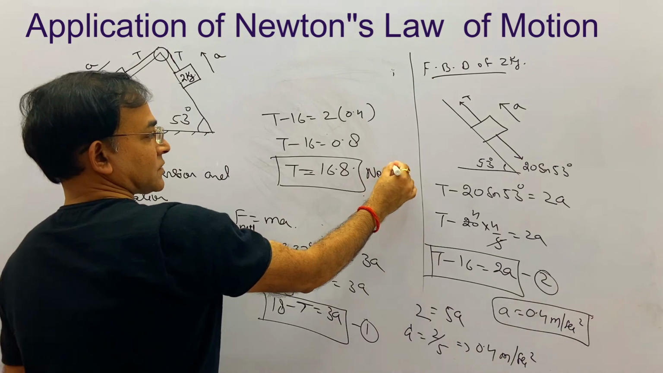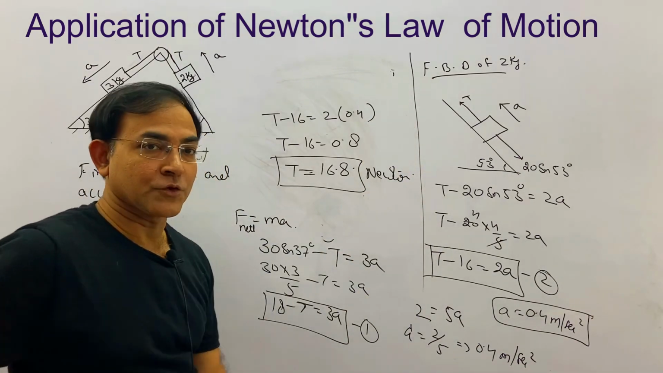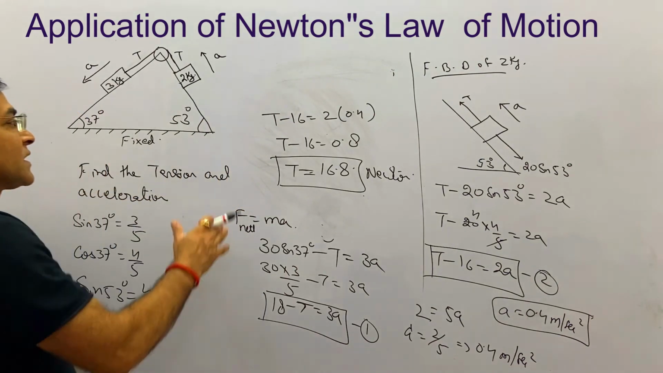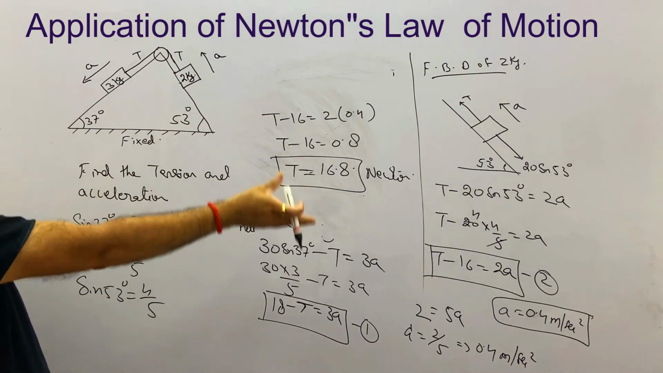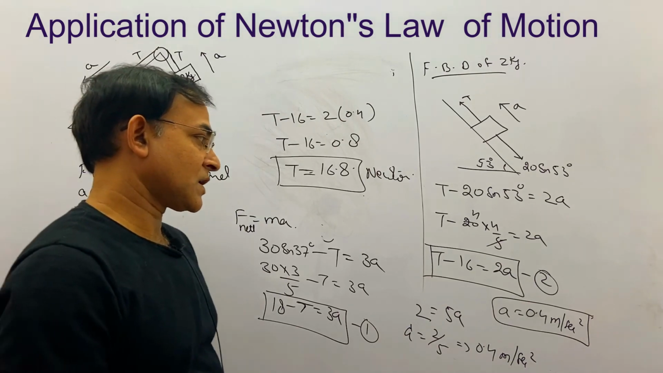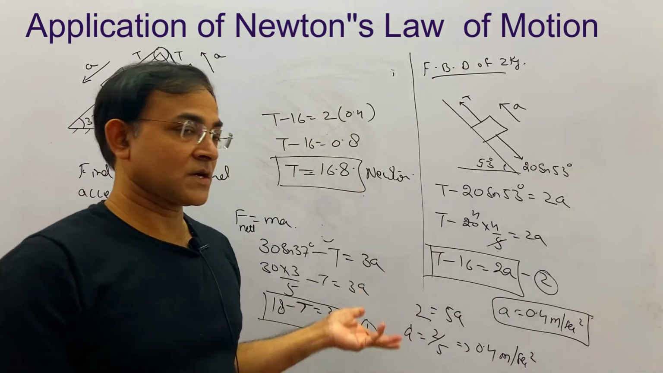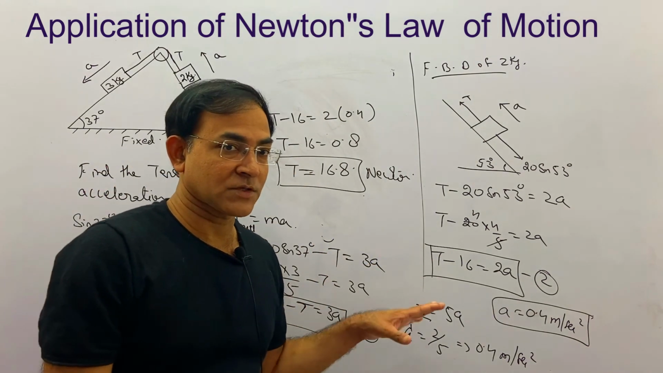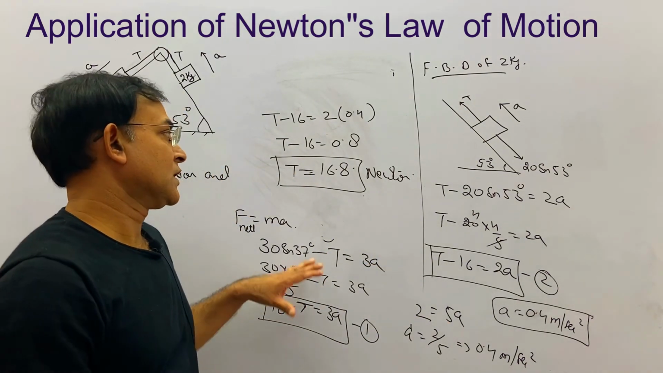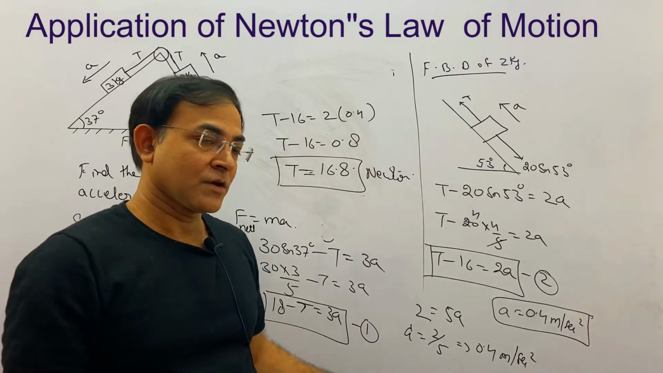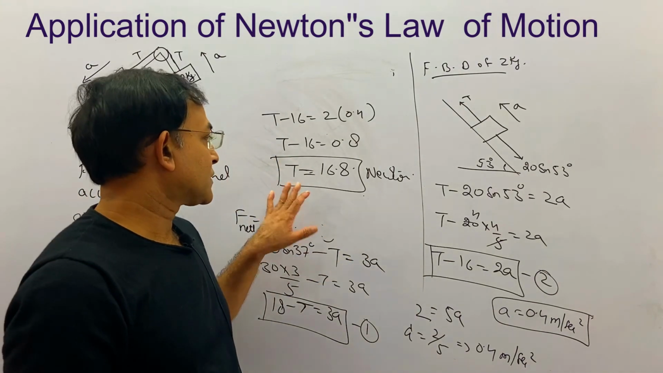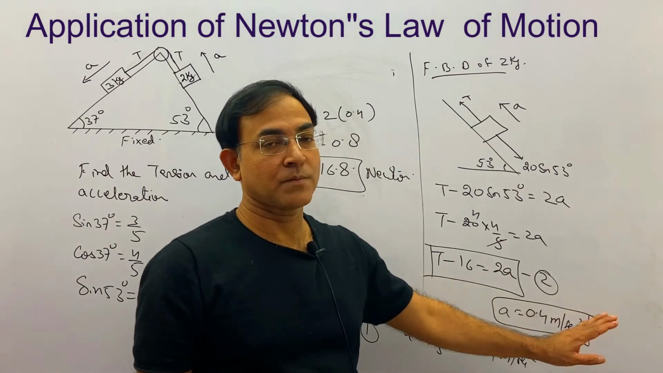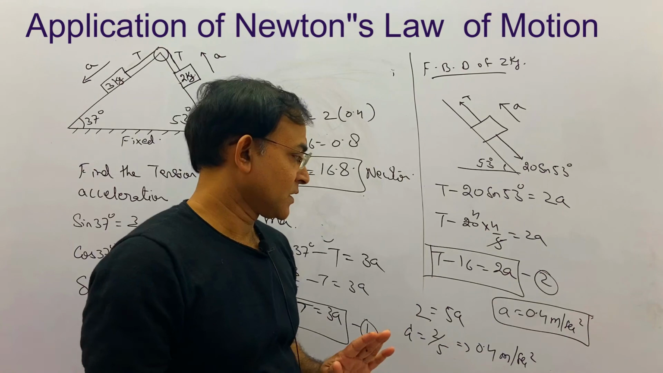Definitely don't ignore the unit. The unit is also very important, because sometimes they are given in gram or in other units. Sometimes they ask in centimeters, sometimes they ask in the CGS system. So please remember the unit. The first chapter of physics, units and dimensions, plays a very important role throughout physics. So T is 16.8 Newton, while the acceleration is 0.4 meter per second square.